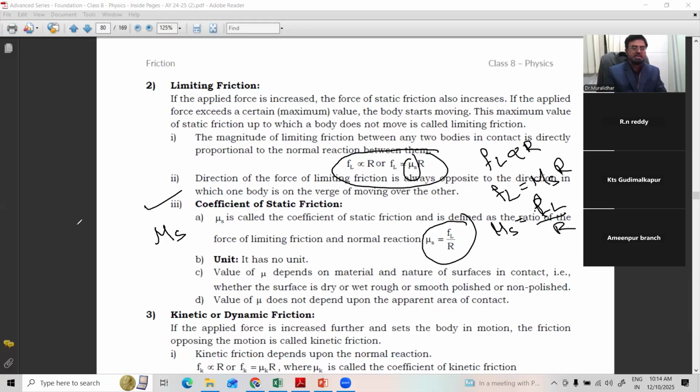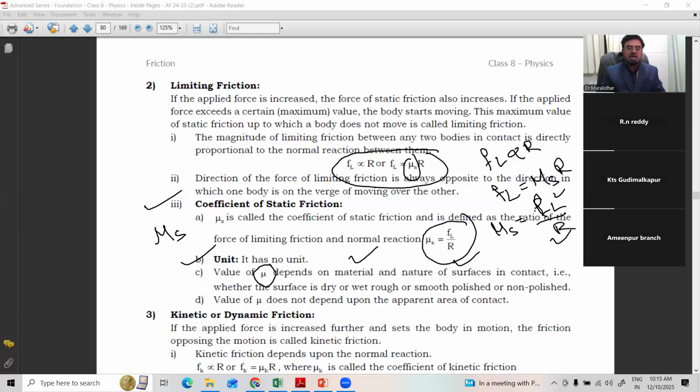The unit, because it's a ratio, there is no unit for this. Because both are forces only, the limiting force and the normal force. Force by force cancels, no units. It is only a number. The value of mu, the coefficient, depends on the material and the nature of the surfaces in contact. That is, what material the surface is made up of, whether it is rock, wood, glass, or plastic.